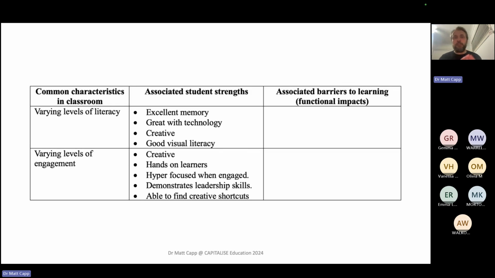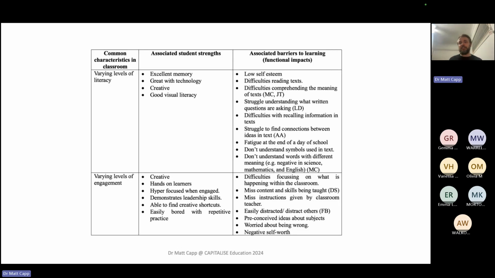So we've identified our common characteristics for groups of students. Then we've thought about the associated student strengths. Notice these aren't nice and kind, because nice and kind aren't strengths that we can use to leverage the learning process. If I see nice and kind as the only strengths a student has, it really tells me a school doesn't know much about their learner. Then identifying the associated barriers to learning or functional impacts.